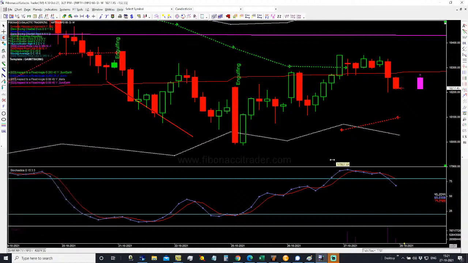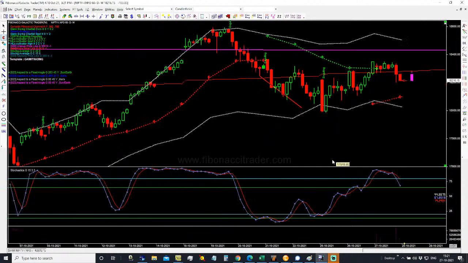So this is an hourly chart right now, and if we see, the stochastics have curled down. Still they are in the bullish zone, but they have curled down. And for tomorrow, this line is very important, which is 18,102. And another important line is 18,088.